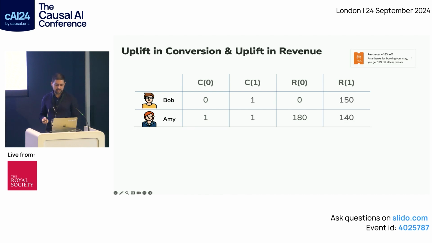So let's see a simple example. Bob, he hadn't converted when he hadn't seen the discount, but when he saw this discount, he loved it. He really wanted to rent that car. He rented the car. So Amy, in that case, still rented the car, but she decided to buy even something cheaper. So what we see is that Bob increased his conversion, so there was an uplift in conversion, and there was an uplift in revenue. For Amy, the conversion maintained and the revenue went down.